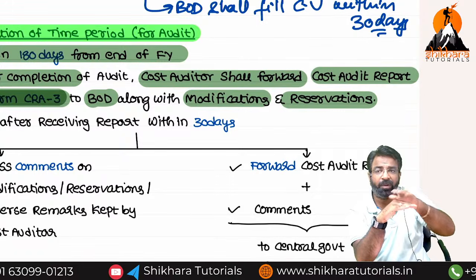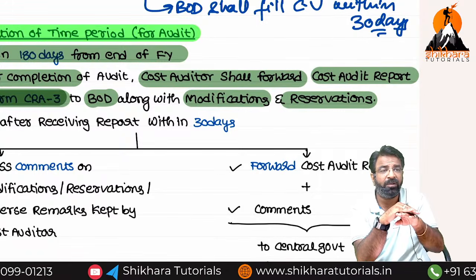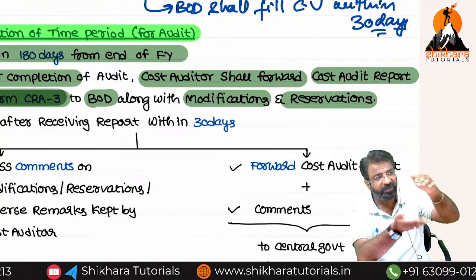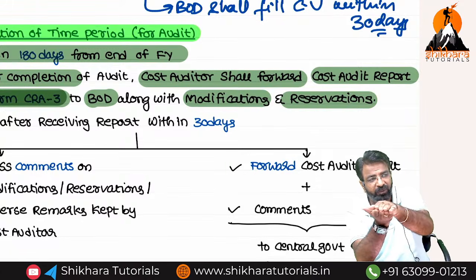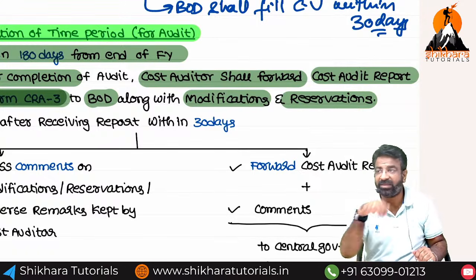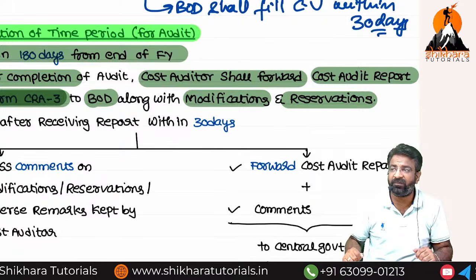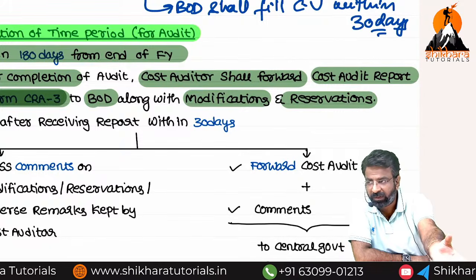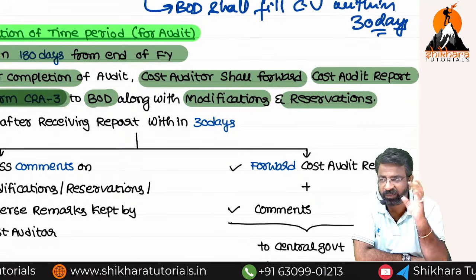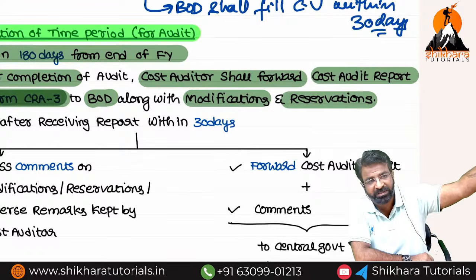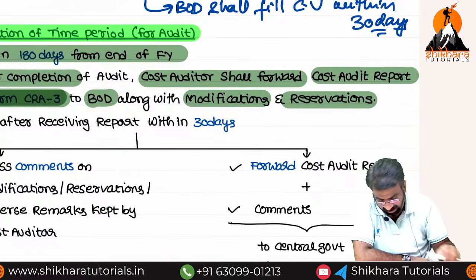So CRA 4 goes to the central government with the attachment of CRA 3, the cost audit report, plus the Board's comments. These two documents will be attached with CRA 4. CRA 4 is going to the central government within how many days? 30 days. These 30 days start from the day I handed over my report to the Board of Directors. It means the Board has 30 days to pass comments as well as to send the report along with their comments to the central government in form CRA 4. So start reading.